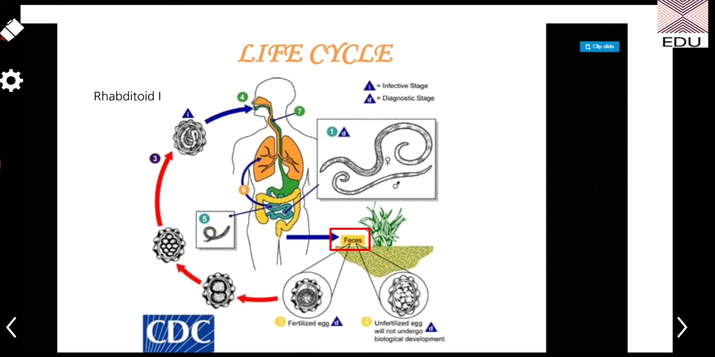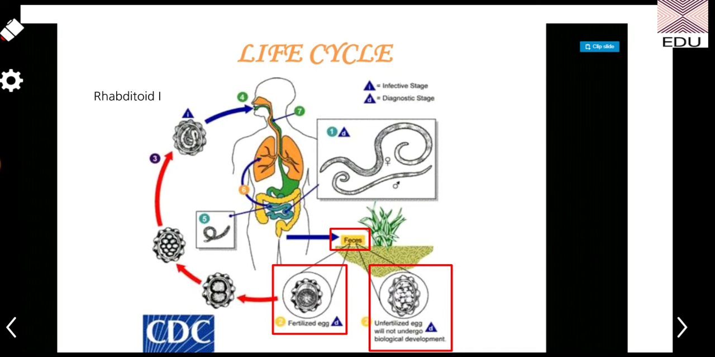And this feces is containing, number one, the unfertilized eggs. So they will not be going into the further development of the Ascaris because they are unfertilized. The second type which is present in the feces is the fertilized eggs.